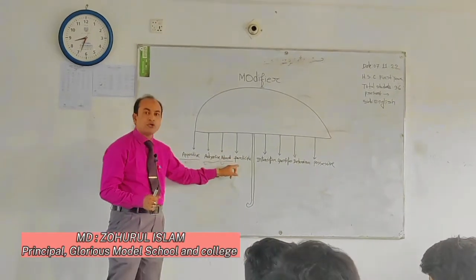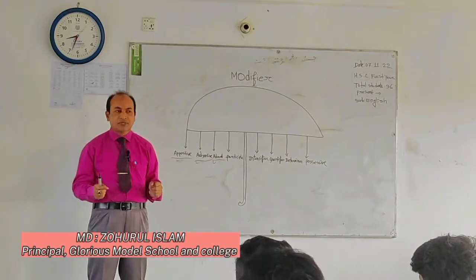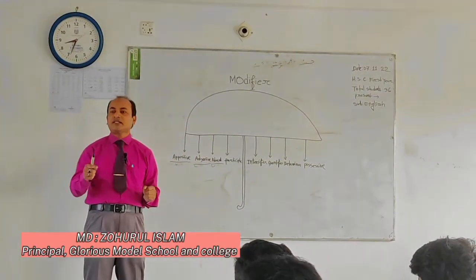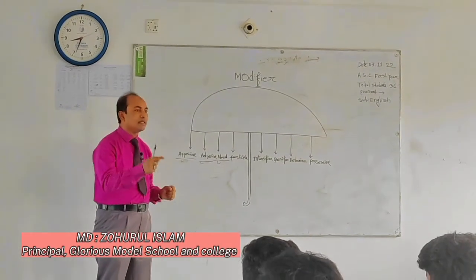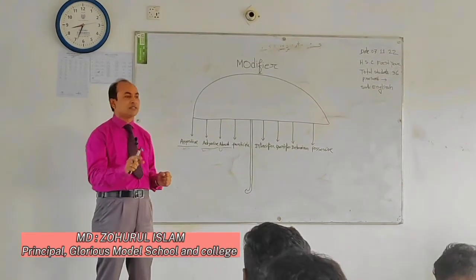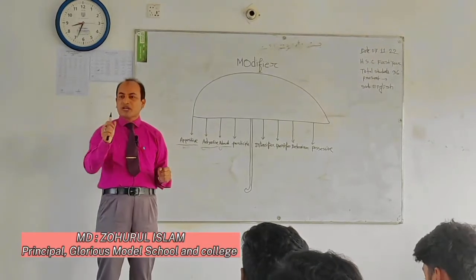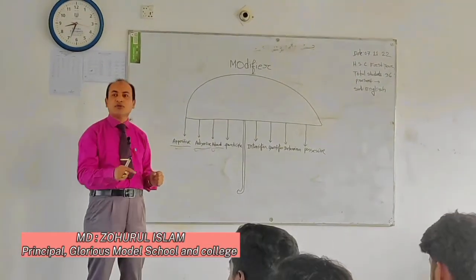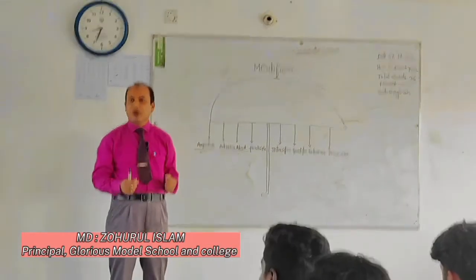Sometimes we use participle as a modifier. Suppose it is a broken chair. It is a broken chair. So here broken is a past participle, and broken has been used as a modifier.